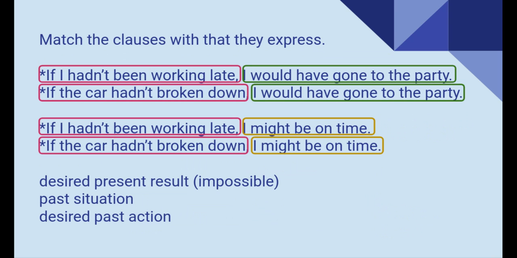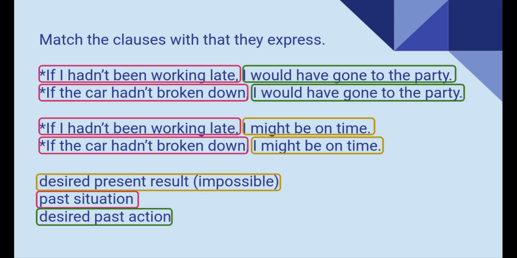Great. Now, let's remember that we're going to use usually the clause with if. It's talking about the past situation here, since we're using past perfect or could have plus past participle. We're using would have plus past participle in this case to talk about a desired past action, and we're using might be in this case to talk about a desired present result that is impossible.